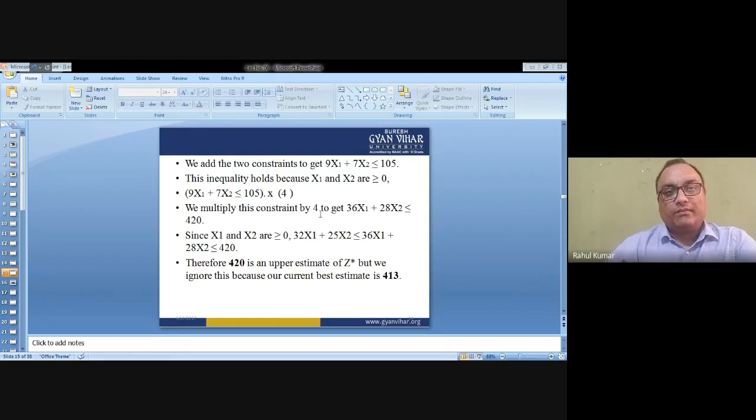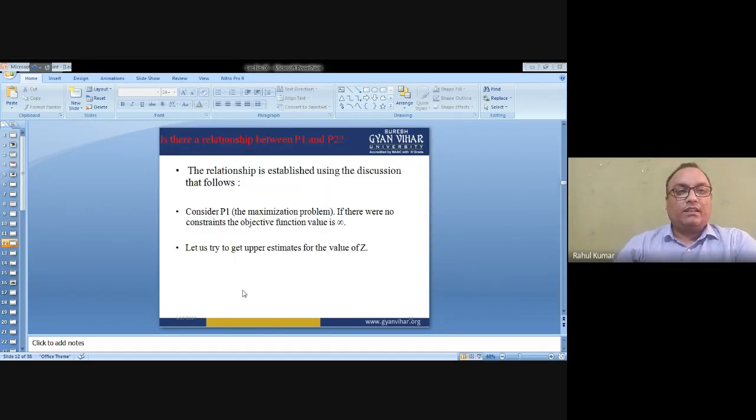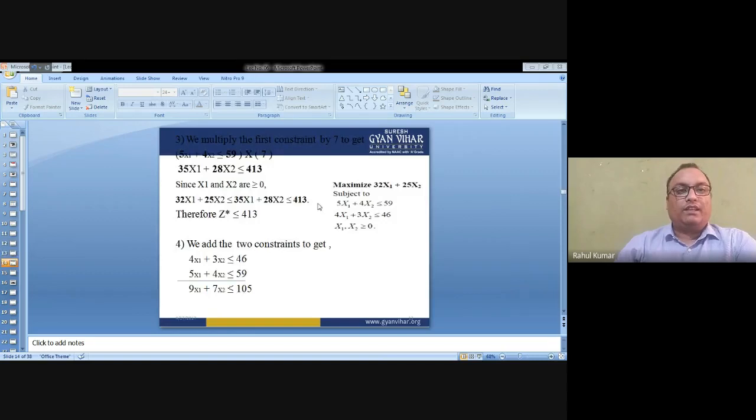We multiply this constraint by 4 to get 36x1 plus 28x2 less than or equal to 420. Since x1 and x2 are greater than or equal to 0 and 32x1 plus 25x2 is less than or equal to 36x1 plus 28x2, which is less than or equal to 420. So 420 is an upper estimate of z star. But we ignore this because our current best estimate is 413, the best estimate in this case.